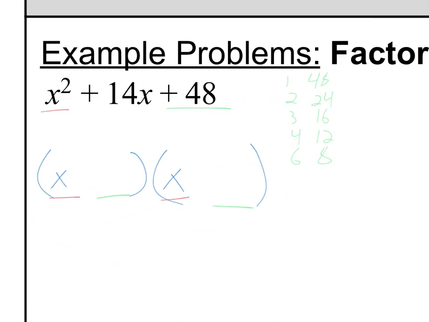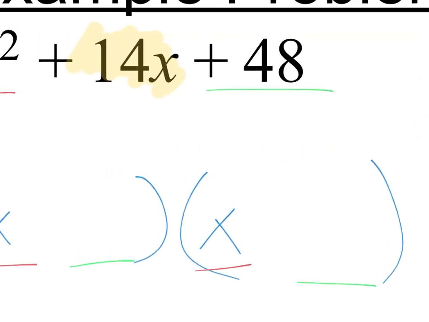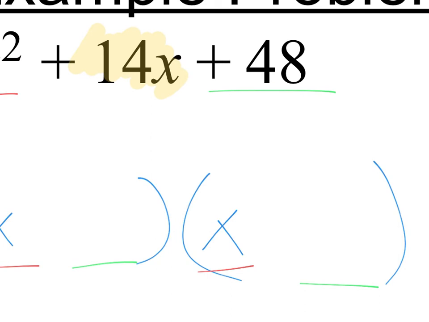But we have the check on this where we have to find the combination that would sum to be 14, which is our middle term. So when we're factoring these things out, we want to find numbers that would multiply to be our last term, but add up to be our middle term.